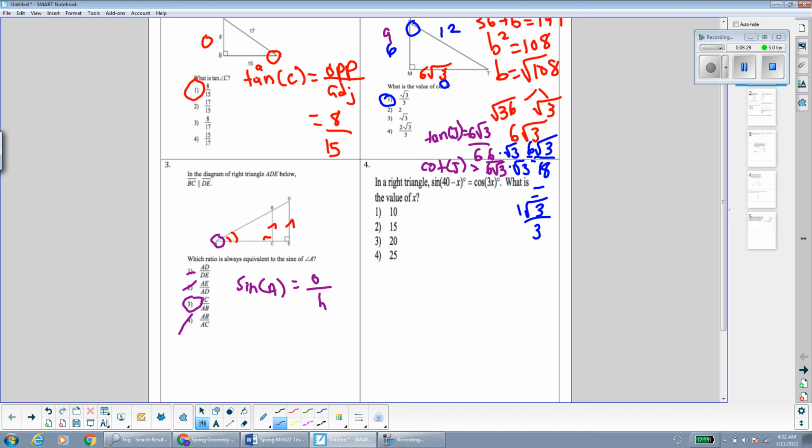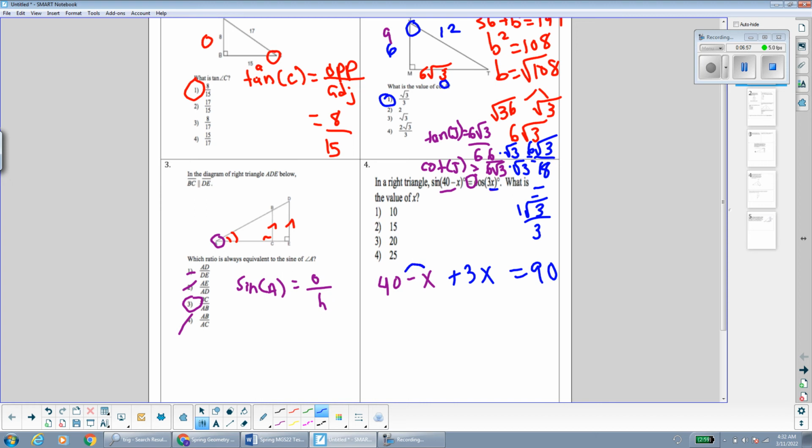In a right triangle, sine of 40 minus x equals cosine of 3x. What's the value of x? Remember that sine and cosine are cofunctions, which means that they are equal when their angles add up to 90 degrees. So we can make an equation where we take the angle from sine, which is 40 minus x, and we take the angle from cosine, which is 3x, and we set them equal to 90 degrees.